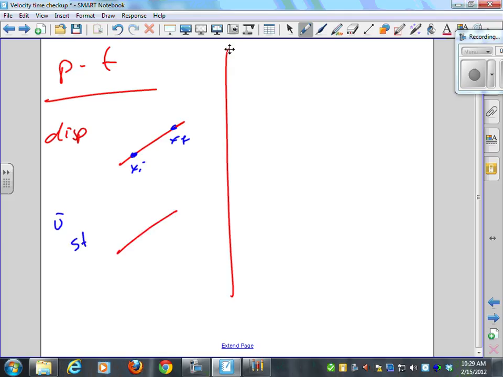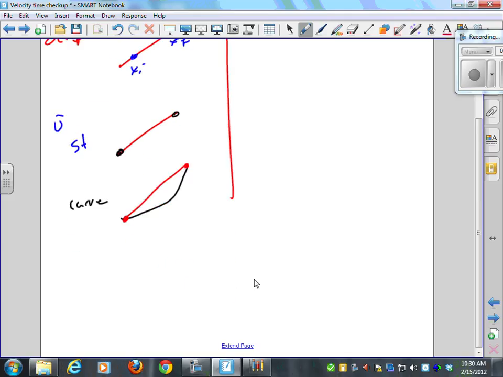If you're asked to find average velocity and it's a straight line graph, like so, how do you find average velocity? Simply find the slope. Rise over run. If it's a curved line graph and you need to find average velocity, what do you do? Find that slope. Okay, it's average velocity.